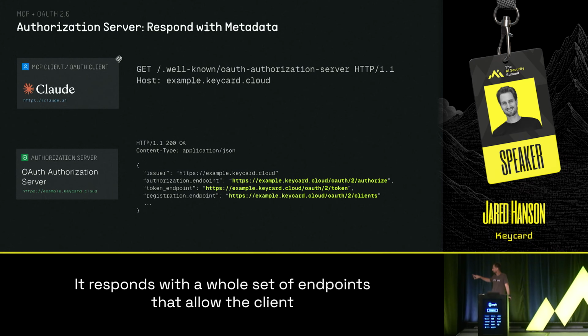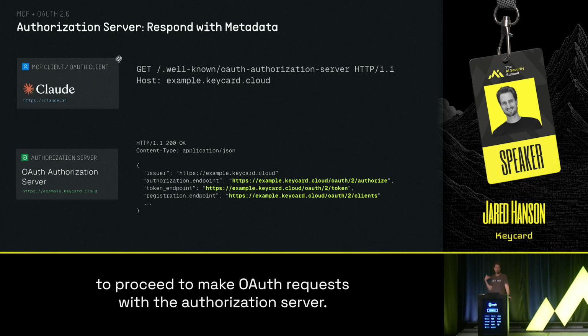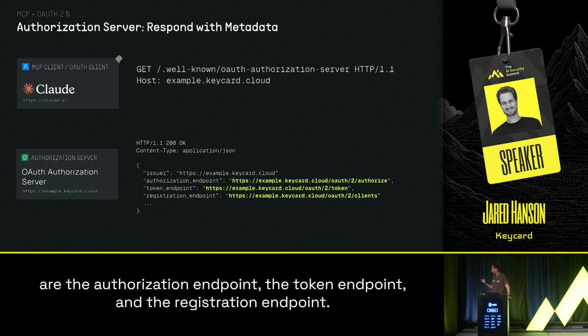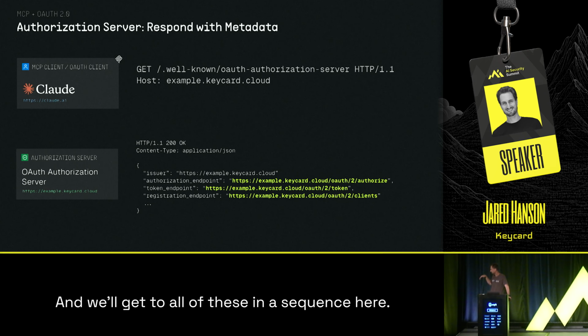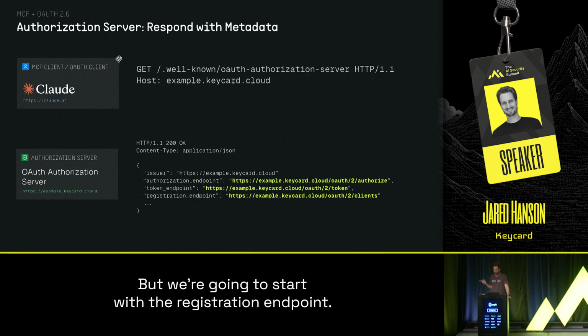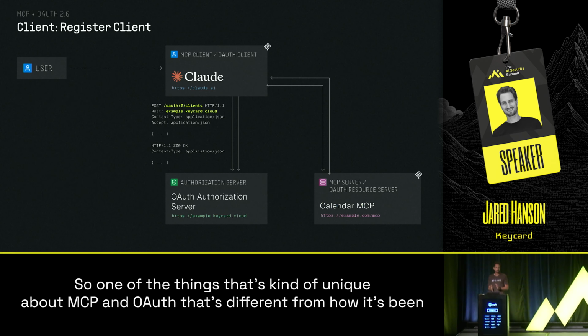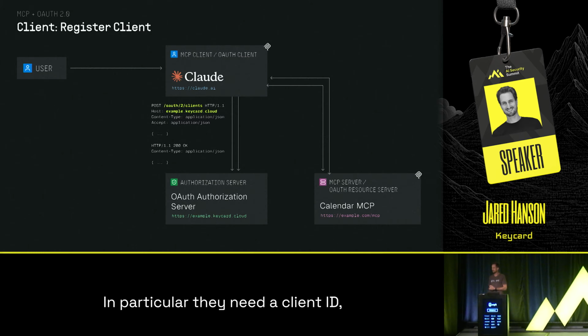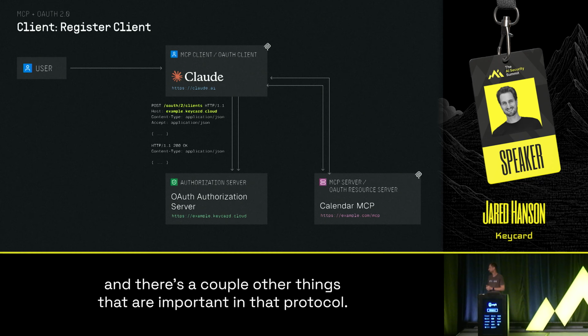It responds with a whole set of endpoints that allow the client to proceed to make OAuth requests with the authorization server. The ones that are particularly notable for MCP are the authorization endpoint, the token endpoint, and the registration endpoint. And we'll get to all of these in a sequence here, but we're going to start with the registration endpoint. So one of the things that's kind of unique about MCP and OAuth that's different from how it's been traditionally deployed is clients need to register with the authorization servers that they talk to. In particular, they need a client ID, and there's a couple other things that are important in that protocol.